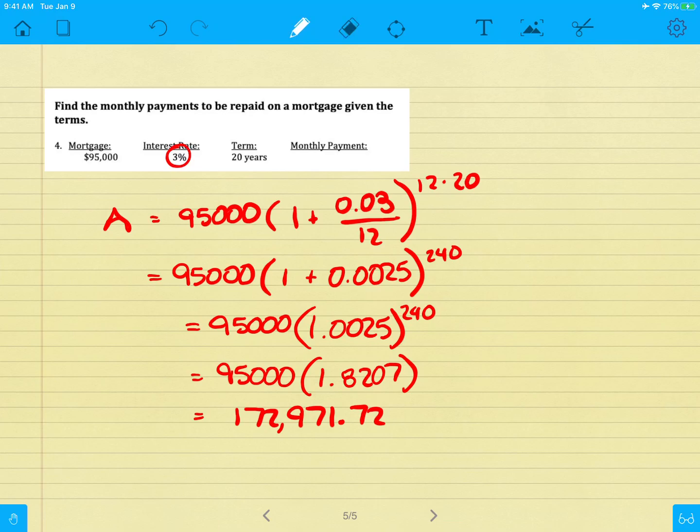Now, to figure out what your total monthly payments are, what you have to do is take this number, the total that you're paying, divide by 20 years, because you're going to have to pay a certain chunk every year, and then divide by how many months are in a year. So I'm going to do this one at a time. 172,971.72. I'm going to divide this by 20, and then divide this by 12. So it looks like my monthly payments, if I did this, are $720.72. A very reasonably priced home.